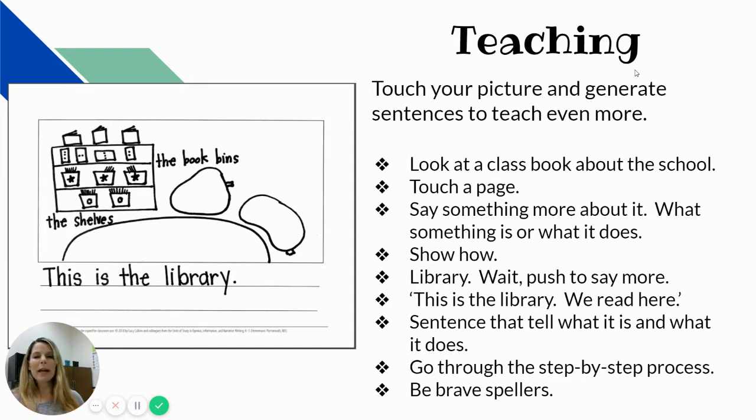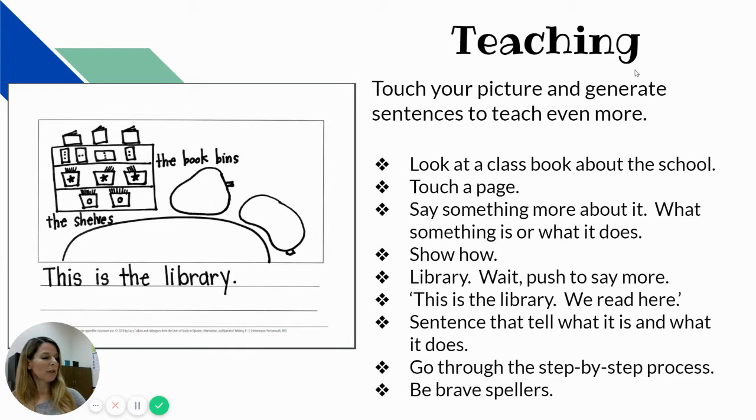So I'm going to show you a page that I have from my other class. You can see the page in the slide, and I have the page right here in front. So when I'm looking at this page, I'm touching it, and I'm pointing to things that I drew. And I see in the picture, well, there's a bookshelf. There's some book bins on there, and that looks like a large rug. Library. Wait, library is a label. That's something you would put on your page in your picture. That's a label. So we need to push ourselves to say even more.